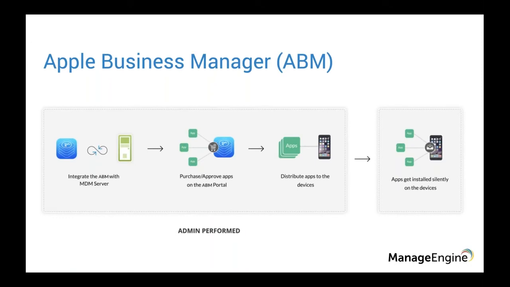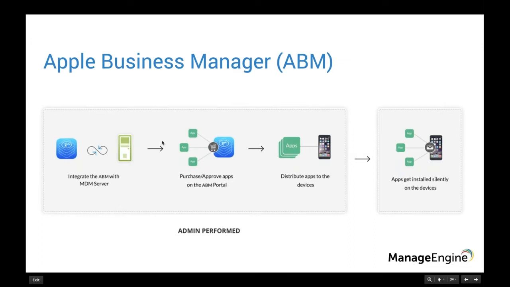So here's how ABM actually works. First up, you need to integrate the ABM portal with the MDM server. Next, you need to purchase and approve apps on the ABM portal. And finally, you need to distribute these apps to the devices. Once all of these actions have been performed by the admin, the apps will get silently installed on the devices.